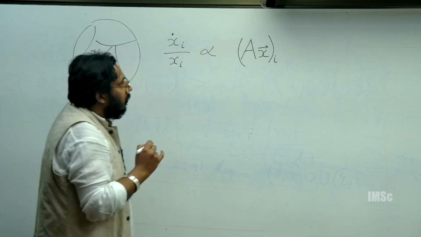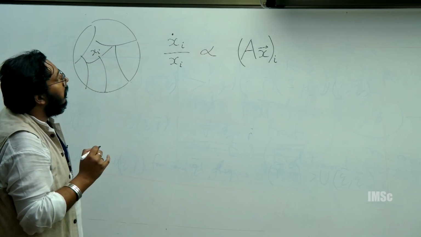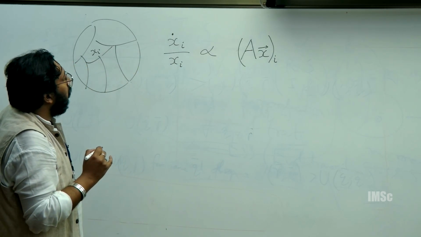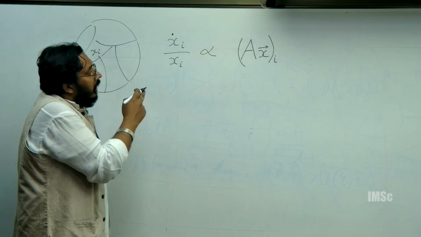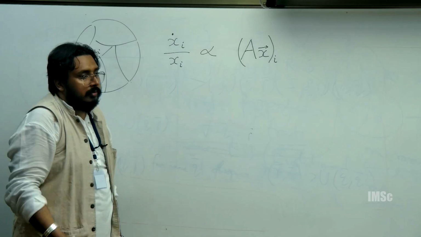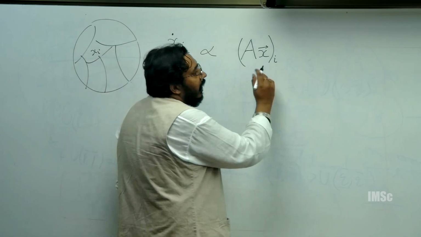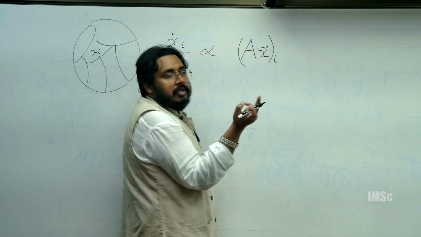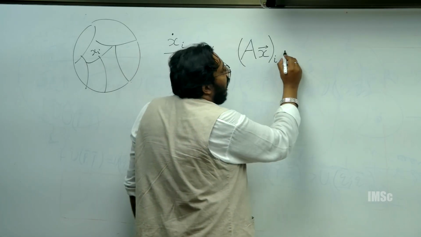In the denominator, should there be a summation? Denominator, what do you mean? Xi dot by xi. No, we are asking the per capita growth rate of a particular trait. And then we are asking if this is more than the average fitness. So what is the average fitness?